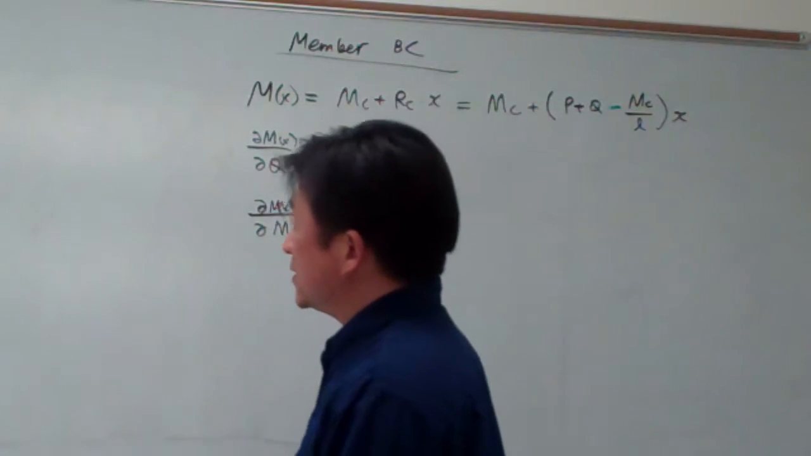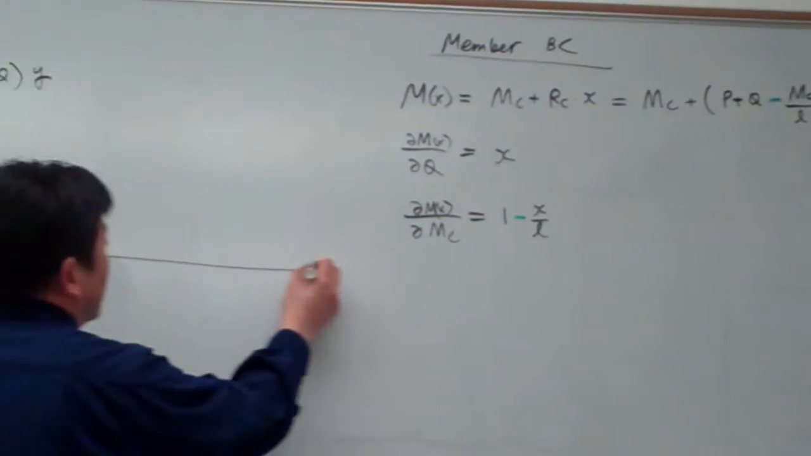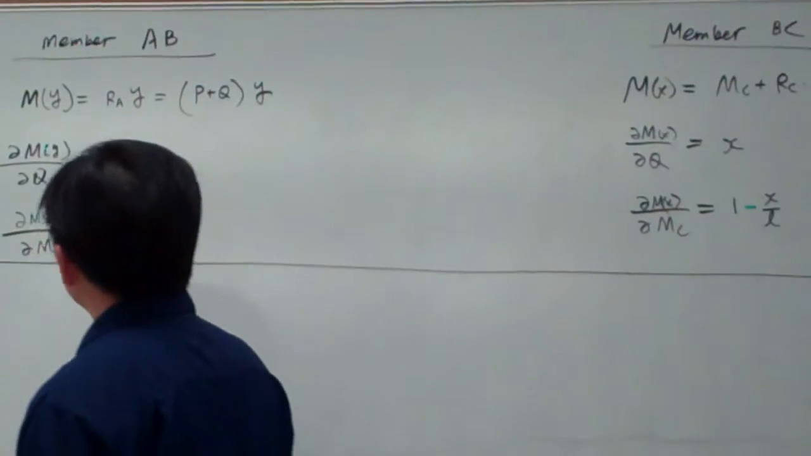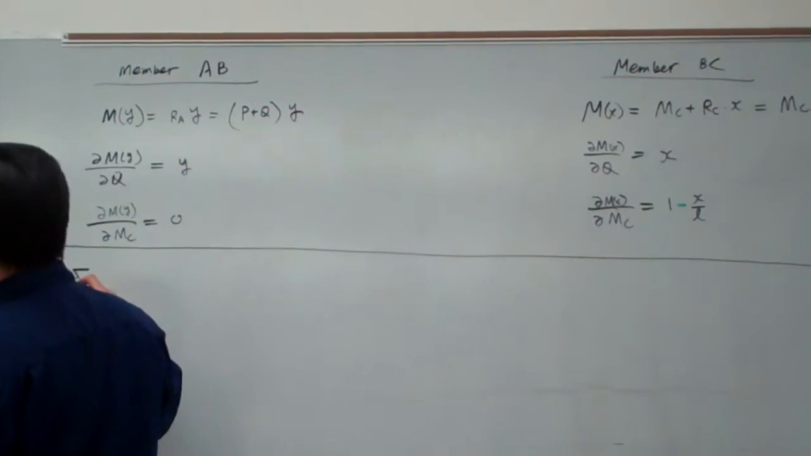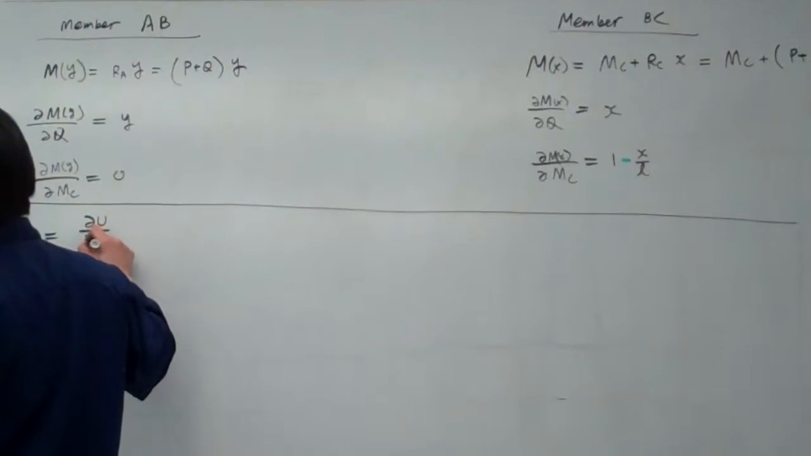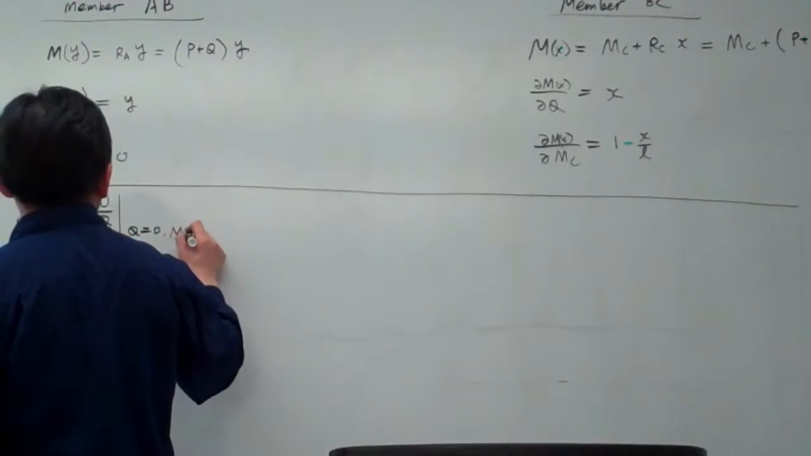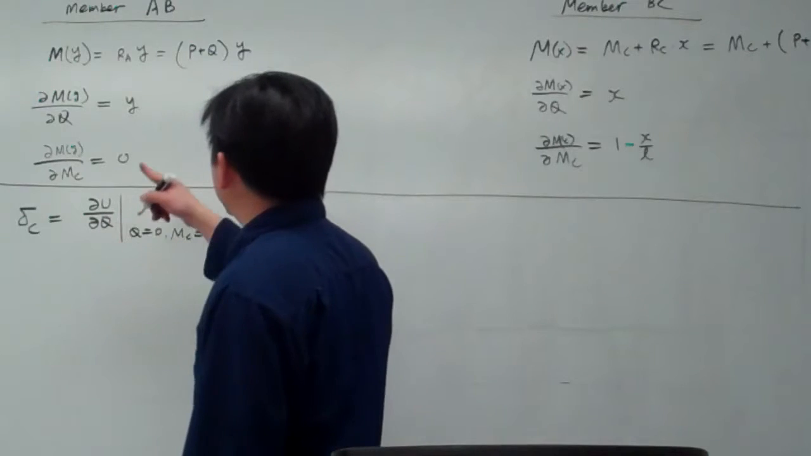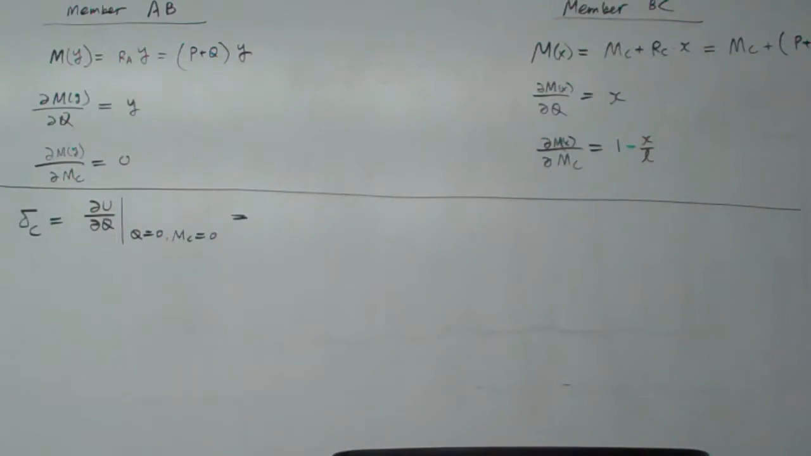Okay, so we got everything done here, right? So now we can calculate. Therefore, the deflection at point C will be equal to partial U over partial Q, and we set Q equal to 0, MC equal to 0. The U will be from the partial U, partial Q, if we take out this portion here.